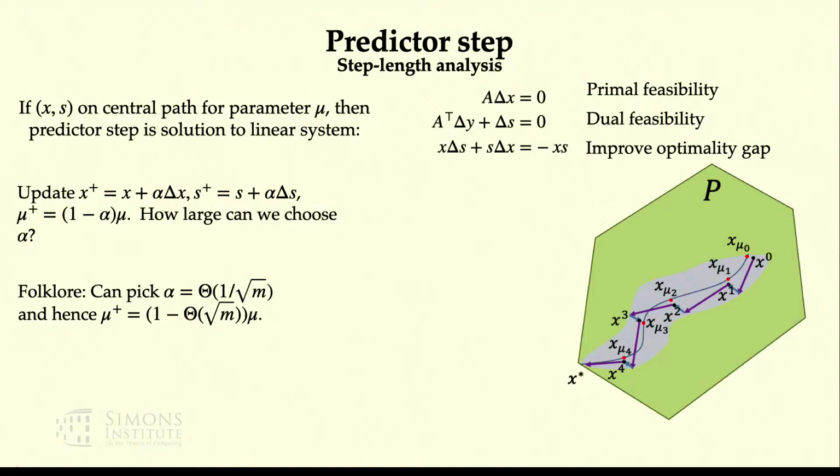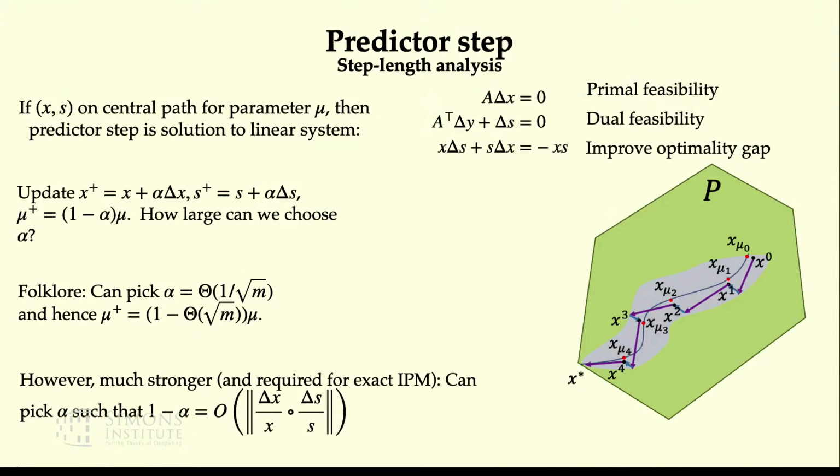And then you choose some step size alpha and go in these update directions to reduce the gap. Now the question is, how large can you choose alpha so that you don't go too far away from the path? And standard results are that you can pick alpha proportional to 1 over root m, and therefore your gap reduces by this factor. However, you can do much better in an optimistic scenario, and that is you can reduce alpha such that your residual gap is going to be something that is proportional to the Hadamard product of your primal update in local norm x times dual update in local norm s.